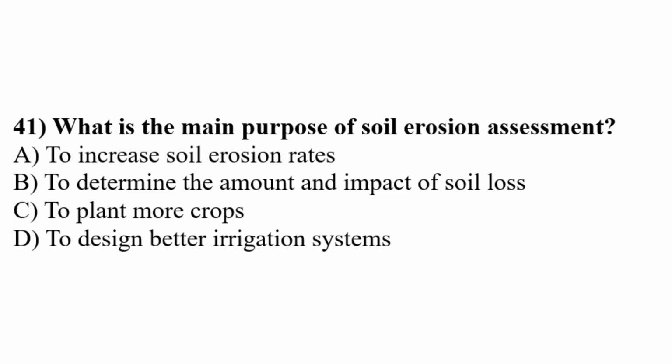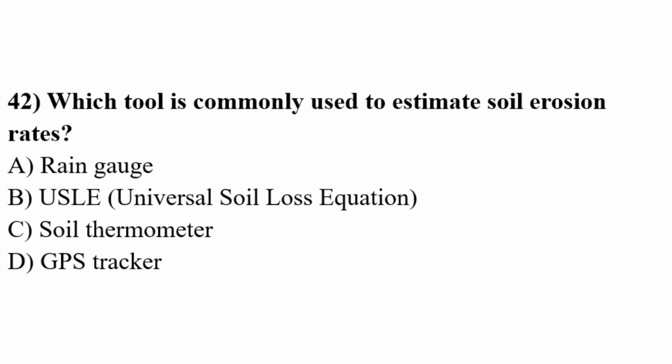41. What is the main purpose of soil erosion assessment? A. To increase soil erosion rates. B. To determine the amount and impact of soil loss. C. To plant more crops. D. To design better irrigation systems. Answer: B. To determine the amount and impact of soil loss.